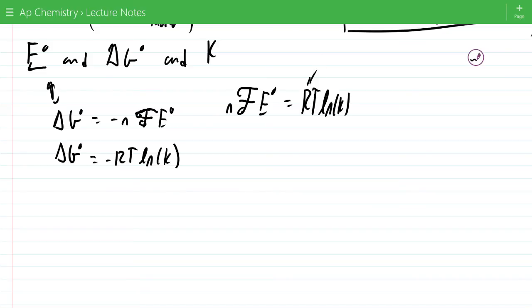The 0.08206 is only for gas laws; that's liter atmospheres per mole Kelvin. It says RT over NF times natural log of K. That's if you solve these together. If you derive that and solve for E, all you have to do is divide by negative NF. Negatives cancel, so RT over NF ln K would equal E. So basically, if you set them equal and solve for this, you get that.